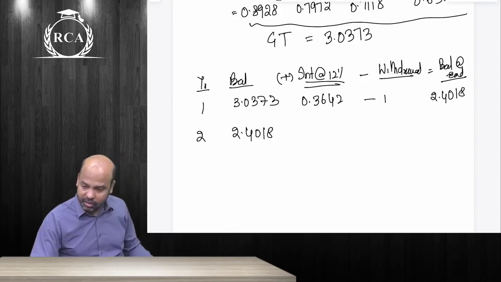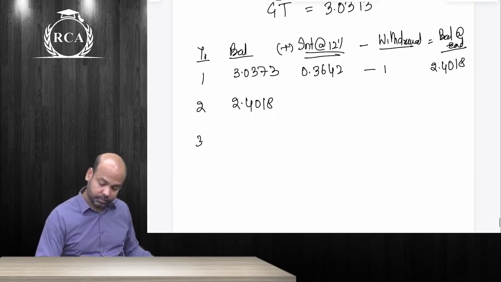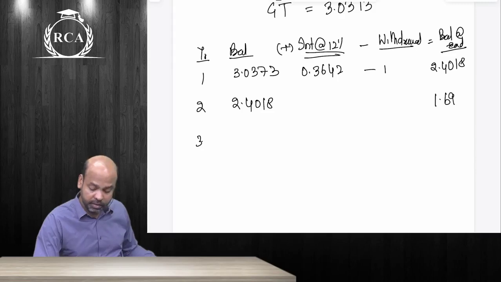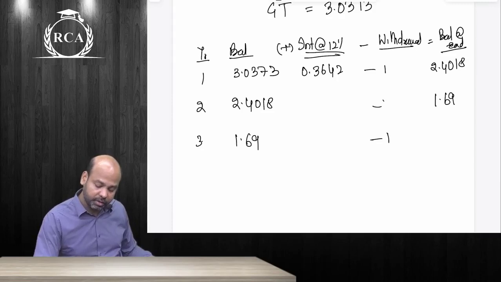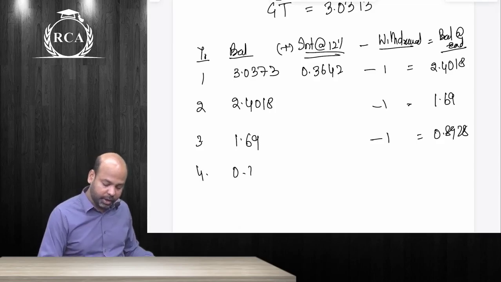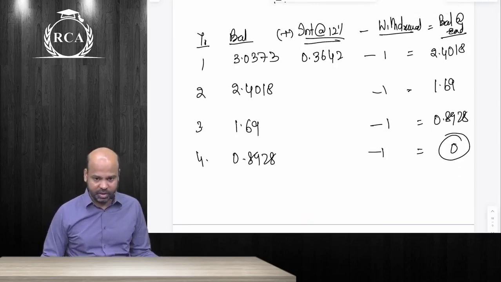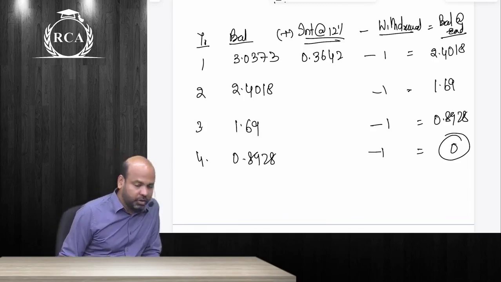For the second year, you continue the same thing. Plus 12% minus 1, and tell me the balance directly. 1.69, plus 12%, minus 1 again. 0.8928, and then finally 0.8928 plus 12% minus 1 will be equal to 0. If you're not getting exactly 0, that's a little approximation error because of rounding off. So the balance will reduce to 0 at the end of the fourth year.